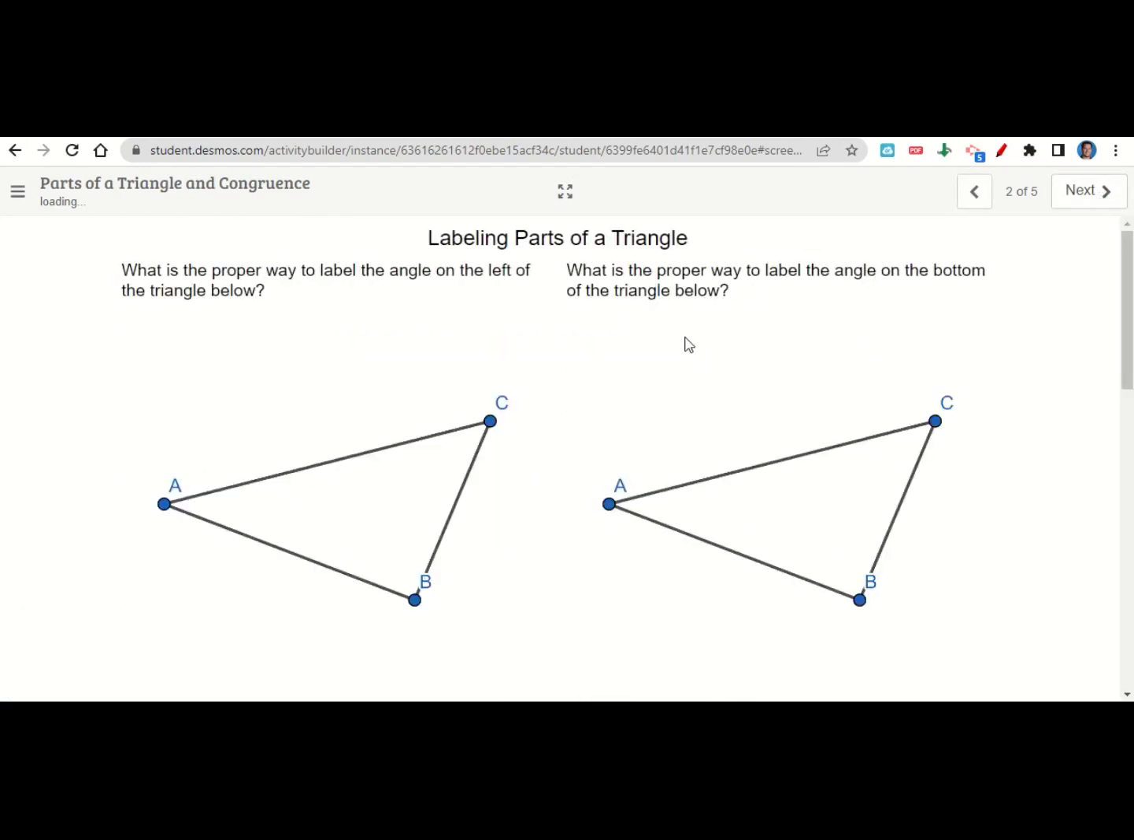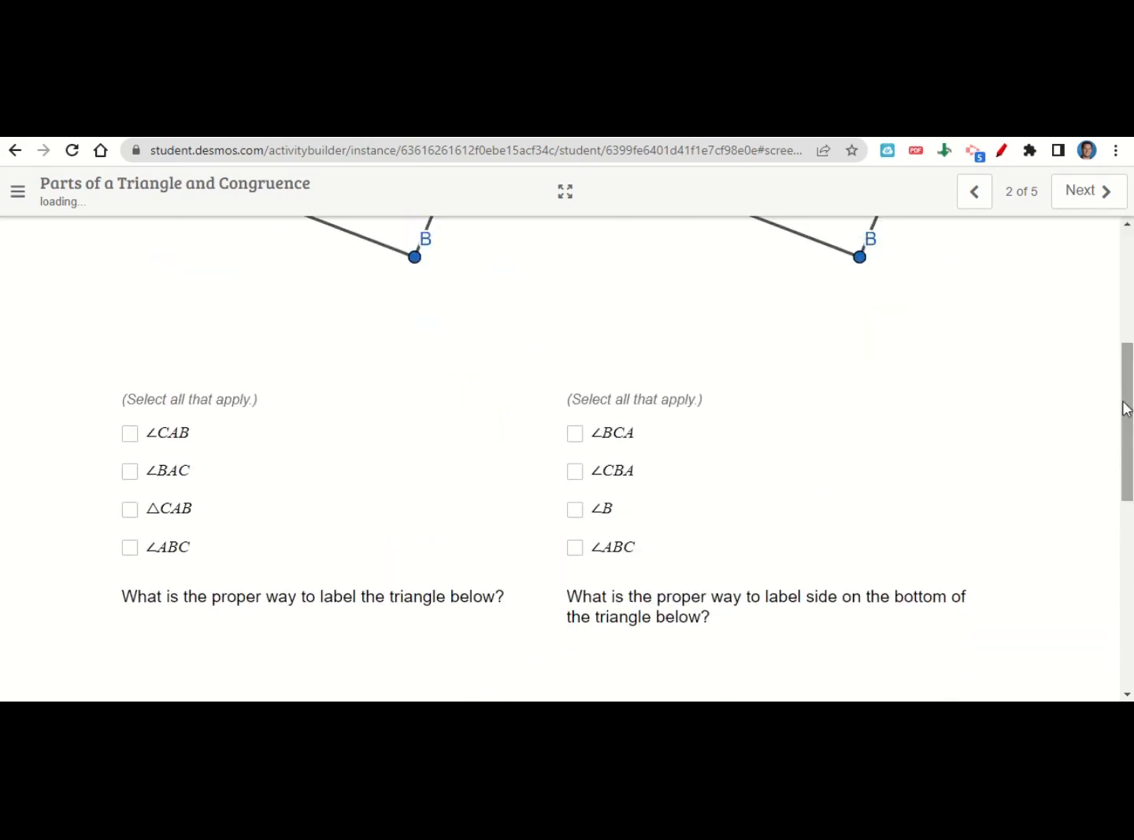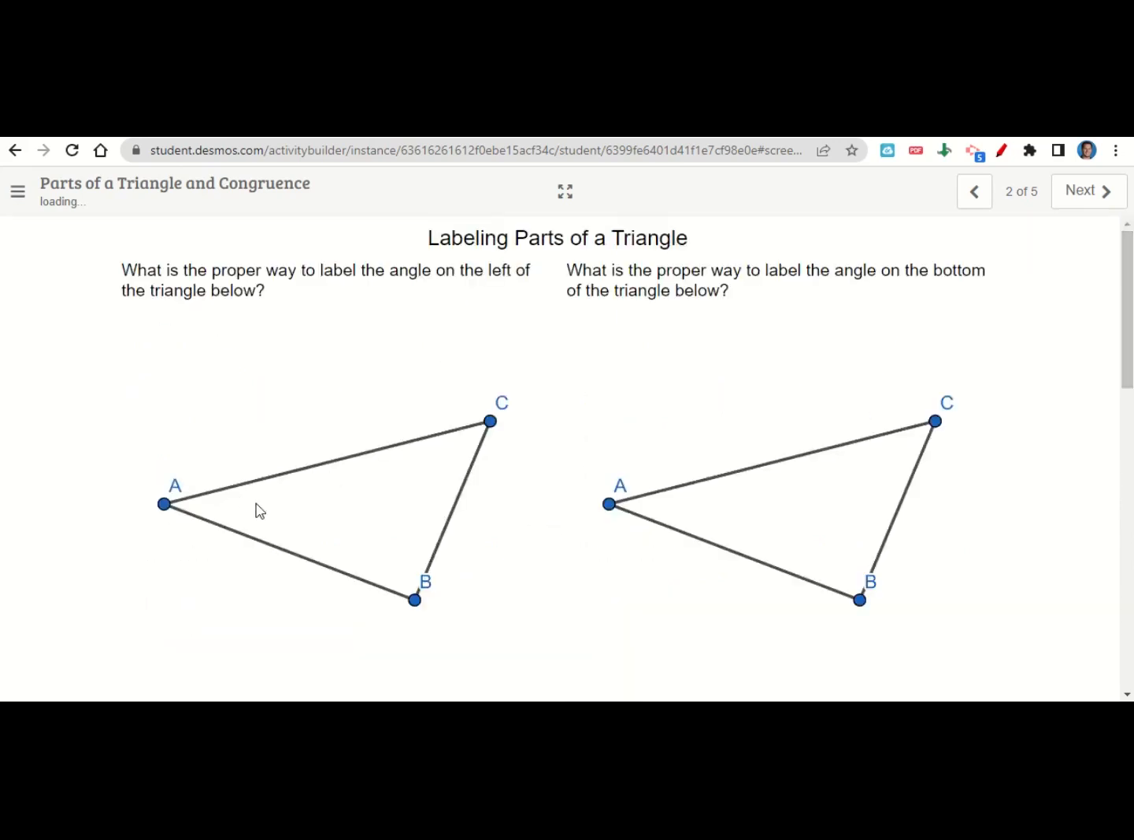So this one says, what is the proper way to label the angle on the left of the triangle? So this one here, we could call that angle CAB or angle BAC. Either one works. Now it's not a triangle, so it can't be that one. And then angle ABC is not correct because B is not the center of it. We're not looking at angle B here. And we'll do that for each of these. So this one we want the bottom angle. So this is this angle here.